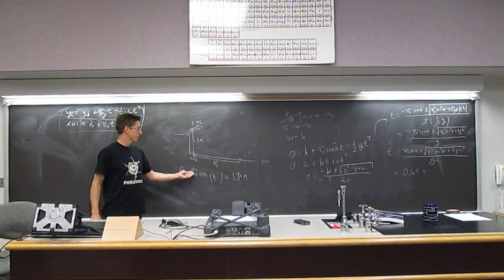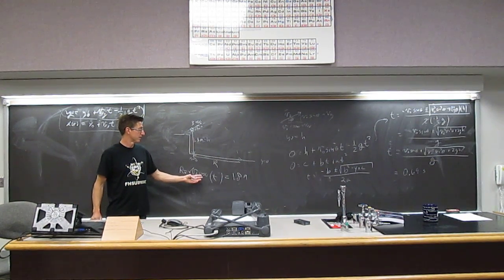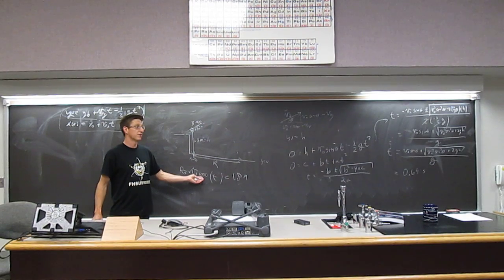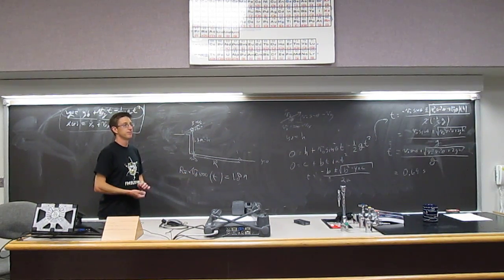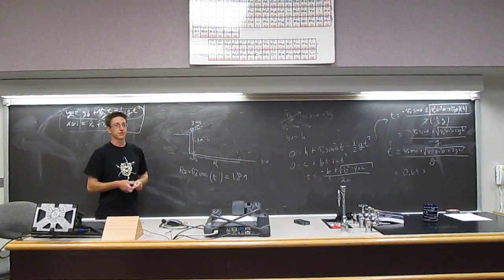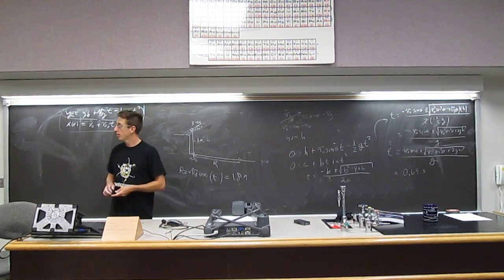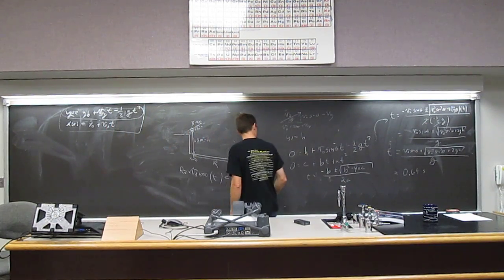So you just plug in 3 meters per second, cosine of 30 degrees, square root of 3 over 2, times that 0.69 seconds. All right, there's your range. That's what we're looking for. There are other questions you can ask too.